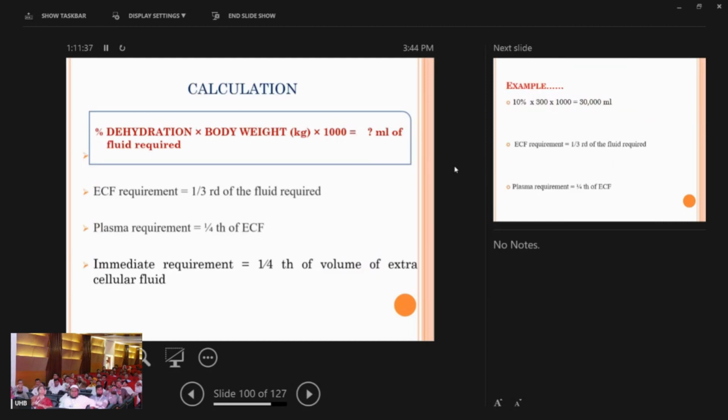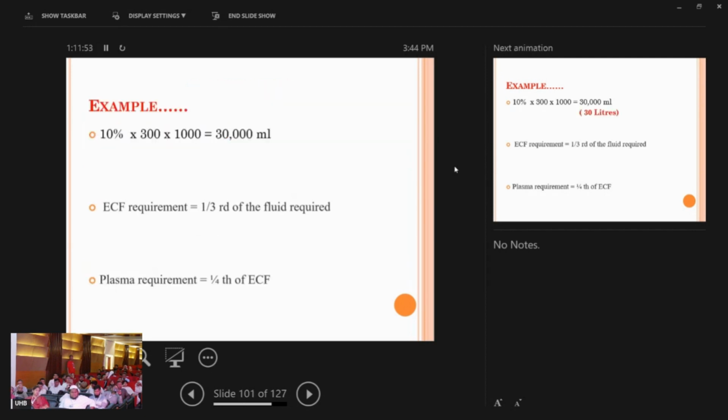How to calculate the dehydration? This is the formula: percentage of dehydration times body weight times 1000. It gives the ml of fluid required, how much you have to give, so that we can assess how much fluid they are able to be given.